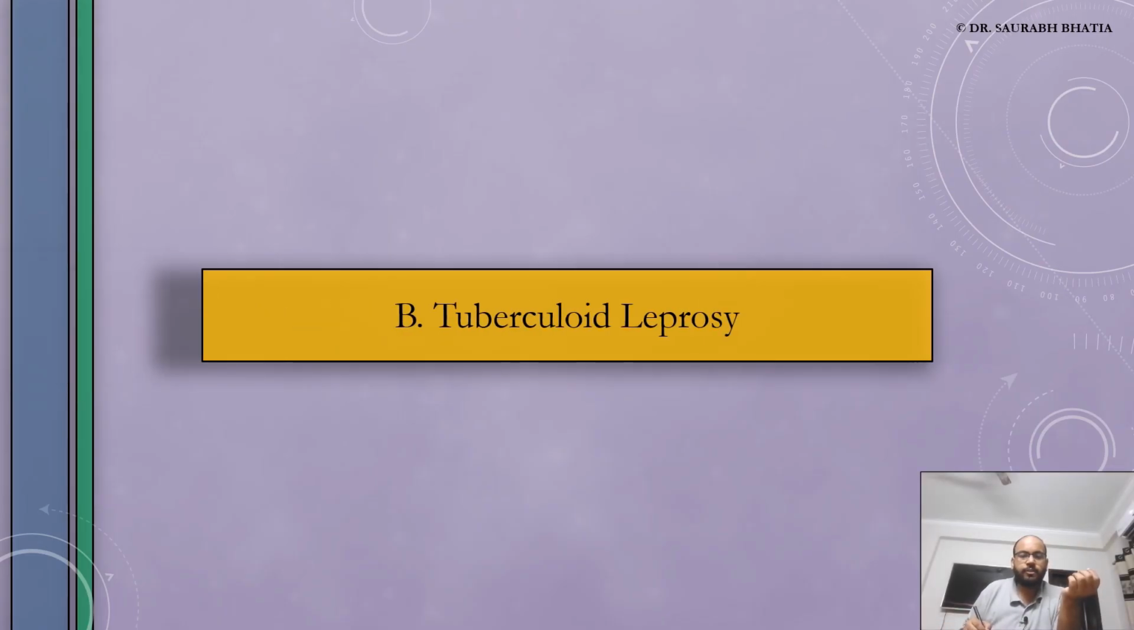So let's start the Jopling spectrum, Ridley-Jopling spectrum. Okay. And we will start first with the tuberculoid leprosy. Now remember what I said, in tuberculoid leprosy, lymphocytes would be high, epitheloid cells would be low, no foaming histiocytes, and AFB also would be negative because the body is able to get rid of the infection and kill the bacilli. Okay, so there will be no AFB. Let's move forward.